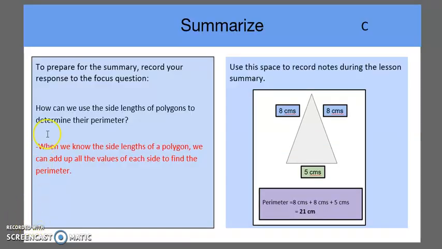To summarize, how can we use the side lengths of polygons to determine their perimeter? So here we can think about when we know the side lengths of a polygon, we can add up all the values of each side to find the perimeter. Here's an example that demonstrates this.